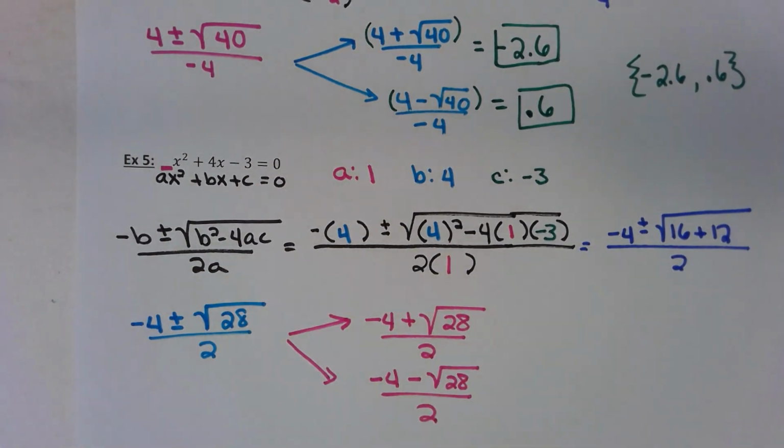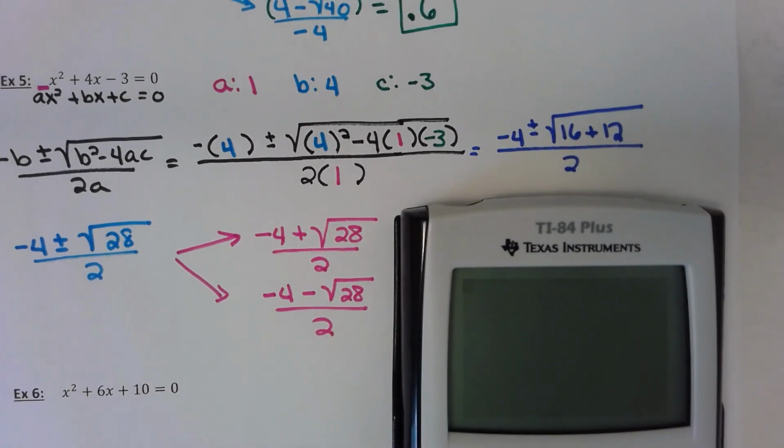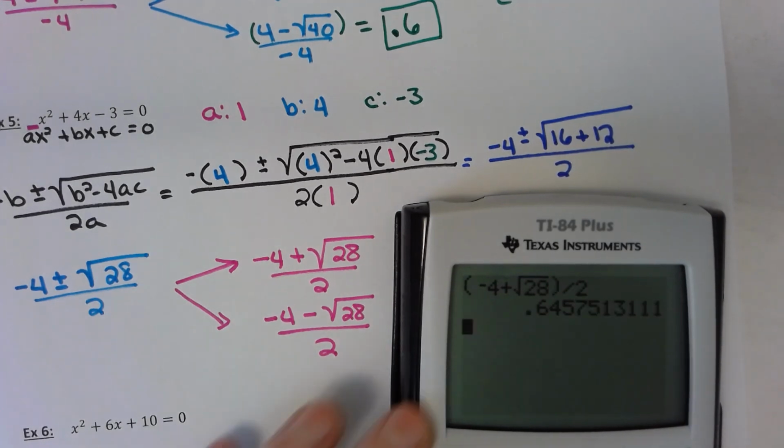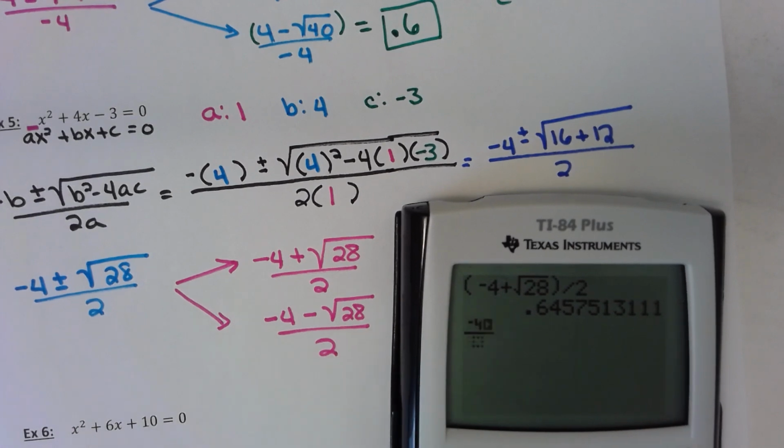And so I'm going to type this in. The first way that you can do this, if you don't have the calculator, put the top in parentheses, negative 4 plus the square root of 28. Oops, I always do that. Get out of there. Or you can type in the whole thing all together in one step as a fraction bar.